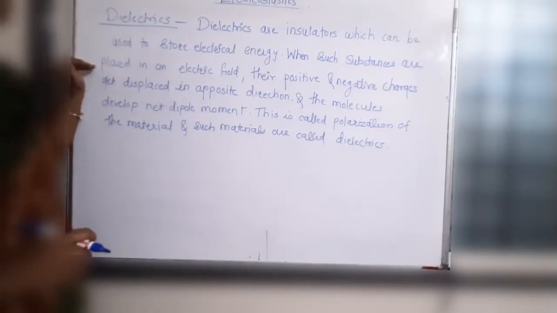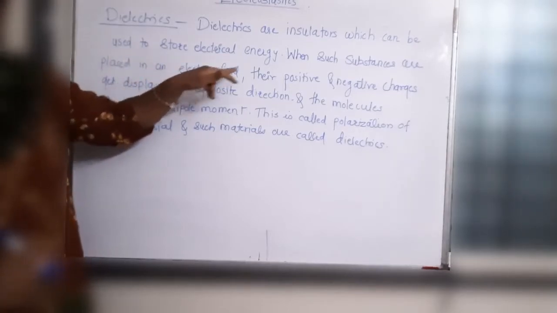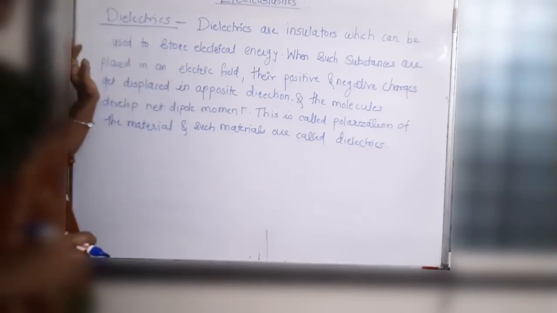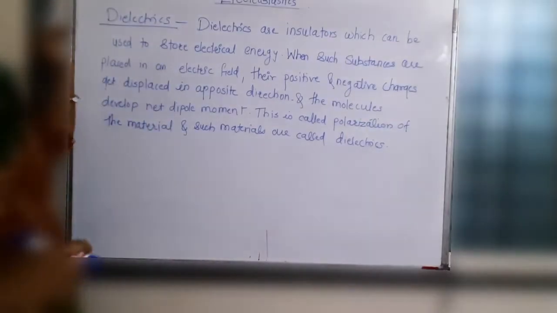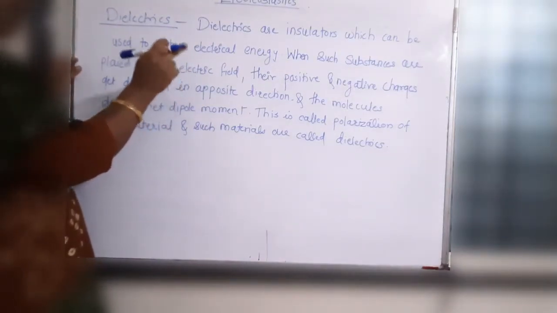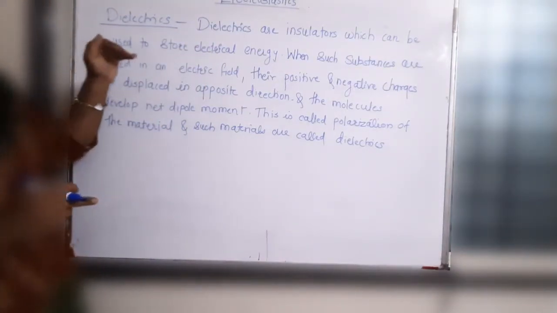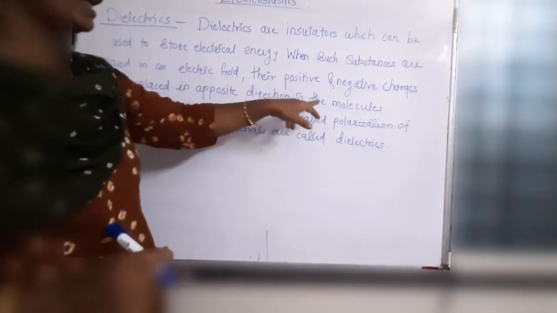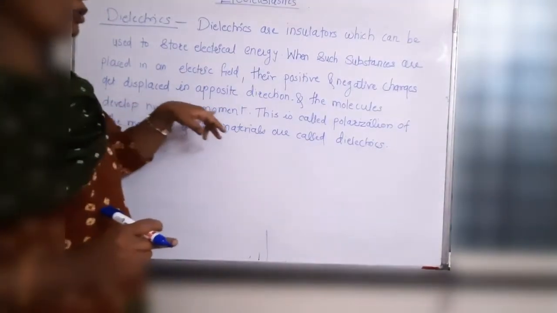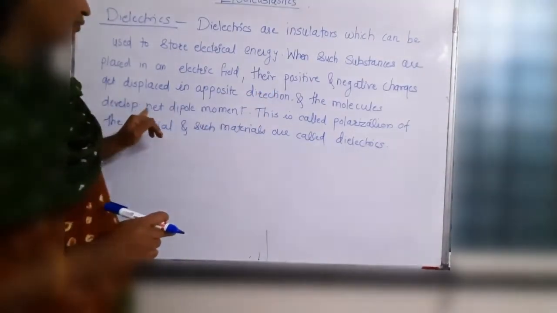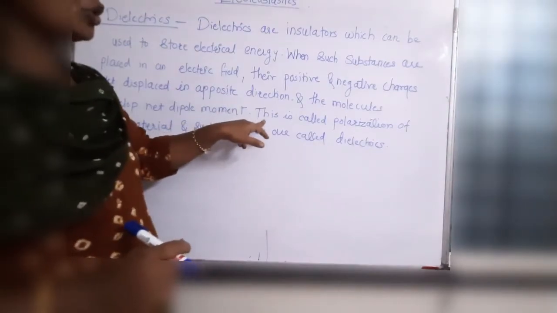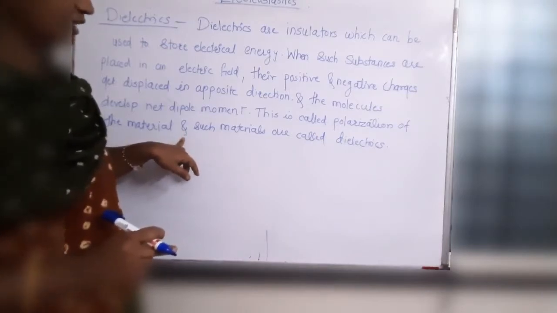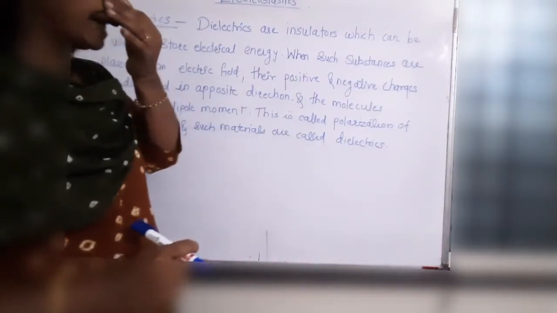When a dielectric substance is placed in an electric field, its positive and negative charges get displaced in opposite directions, and the molecules develop a net dipole moment. This is called the polarization of the material, and such materials are called dielectrics.